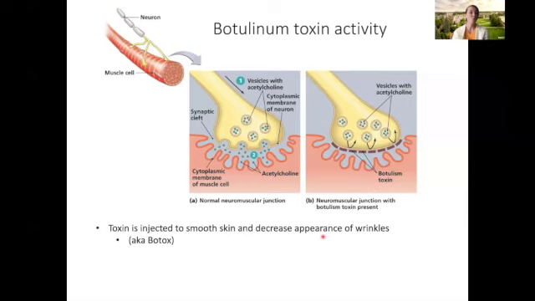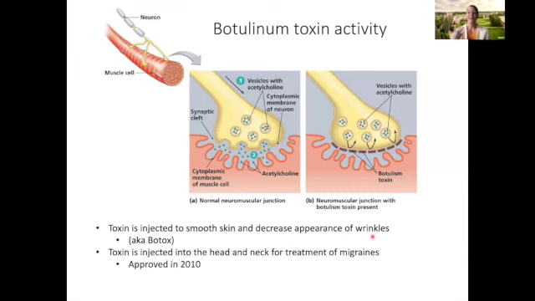So while this is a really potent toxin and it can cause death, we have also found a number of uses for it outside of disease. You've probably heard of Botox. This is botulism toxin that's injected into skin to smooth it out and decrease the appearance of wrinkles, which is a purely cosmetic and unnecessary treatment. But there have been a number of other uses that actually have medical relevance. The toxin is injected into the head and neck for treatment of migraines. This was approved in 2010.